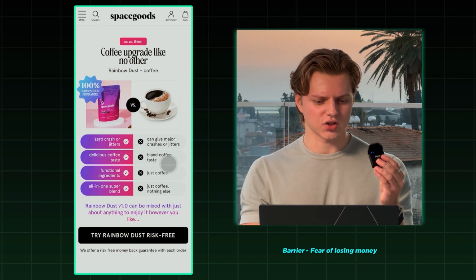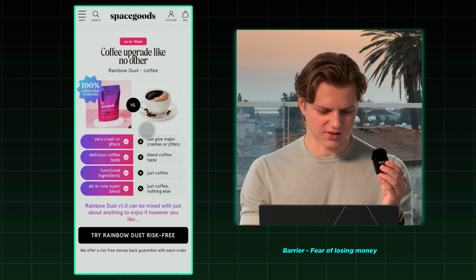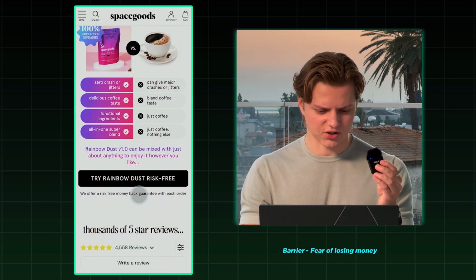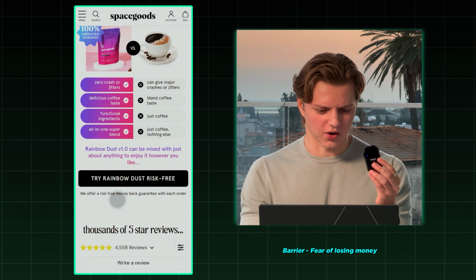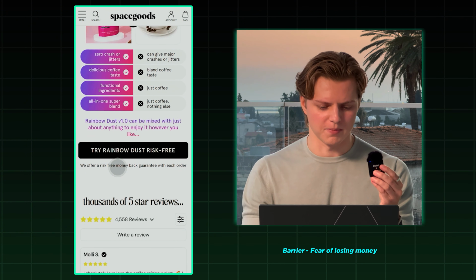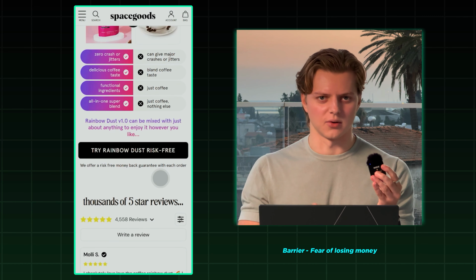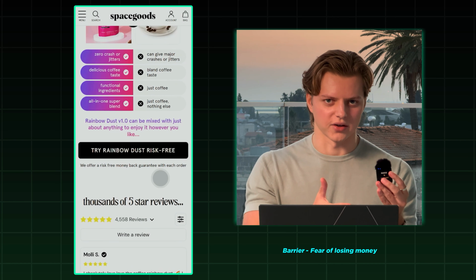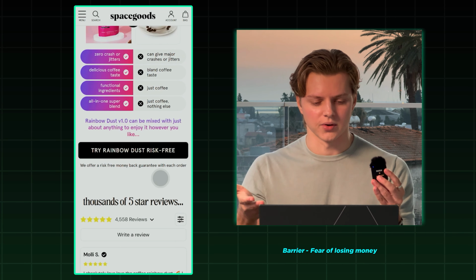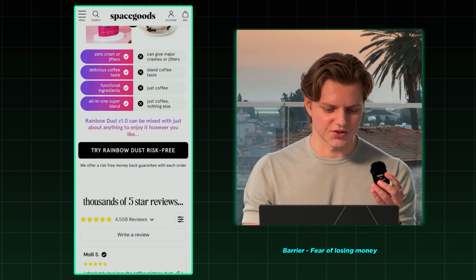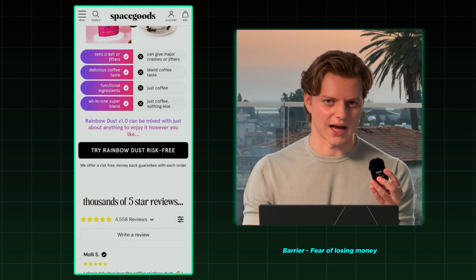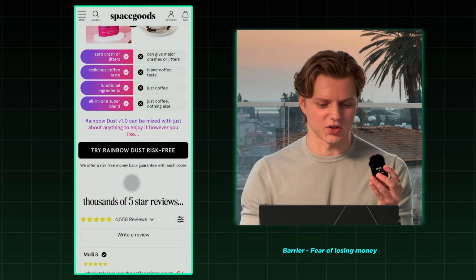And then they have this section here, which is a mix of a comparison section and a risk reversion section. I do like the try rainbow dust risk-free, but they follow it up with a very generic copy under, which is we offer a risk-free money-back guarantee with each order. You should address the customer directly, not state it from your company's point of view. And also don't talk about their purchase as an order, because for them it's the product, it's not the order. For the business, it's the order. But that's why it's so important to talk to the customer and not from the business. So I would rather change this to something which enforces the risk-free aspect instead of just a generic statement which says the same thing.